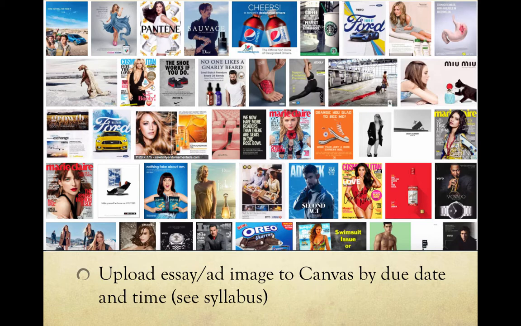Another question that we've got is, is there a call to action? What is the ad asking us to do? Is it seeming to segment? Is it going after a particular audience? Is it positioning, distinguishing itself from other products and other ideas and services and things like that?